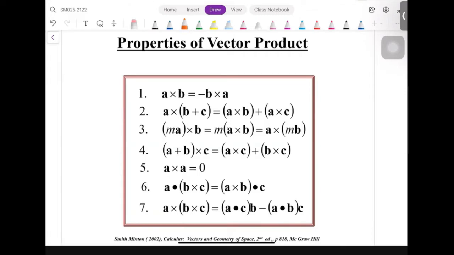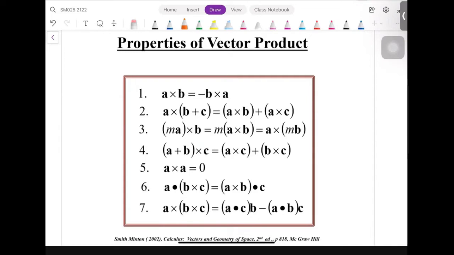These are the properties for vector product. Altogether, we would have 7 properties. So let's go through them one by one. For the first one, vector A cross vector B would be negative of B cross A. Why is this so? As I explained just now, you just check it with your right hand rule.